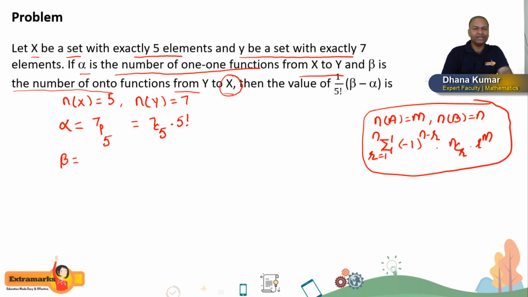Here, onto functions from Y to X. Y set contains how many elements? 7 elements. Let us see. Here total 7 objects are there. These 7 objects you divide into 5 groups, 1, 2, 3, 4, 5 groups. What are the possibilities? Understand my point? Distributing 7 objects into 5 groups.